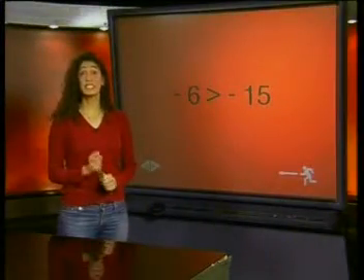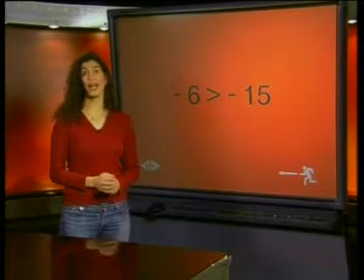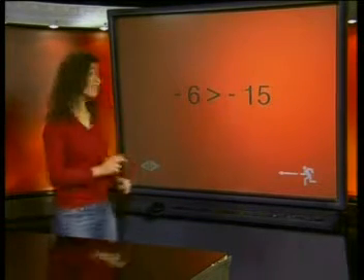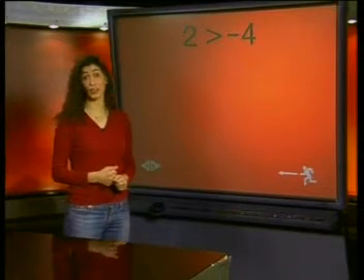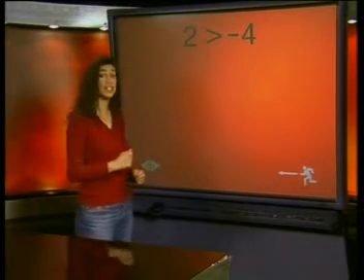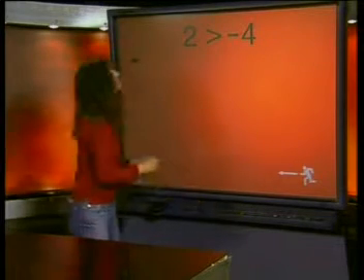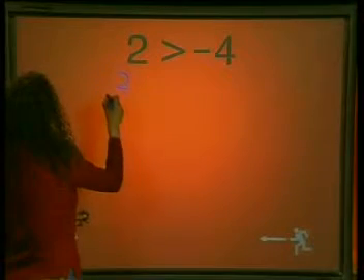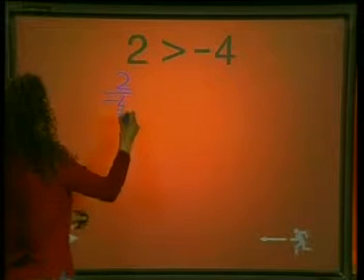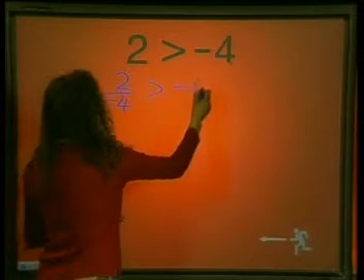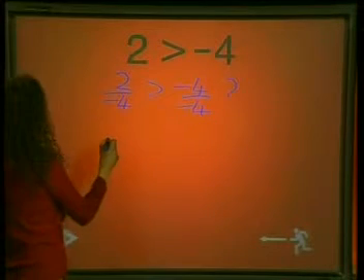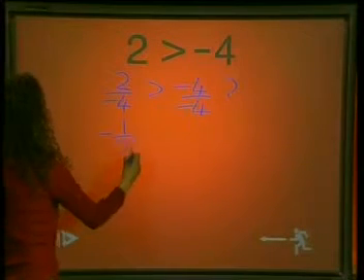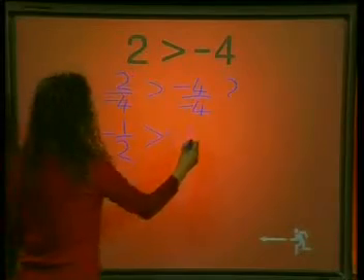Would the statement still be true if we divide by a negative number? Let's have a look. Now you know that 2 is greater than minus 4. Let's divide both sides of the inequality by minus 4. So we're going to get 2 divided by minus 4. And we're going to get minus 4 divided by minus 4. Now, is that still true? Let's check. Minus a half is greater than positive 1.